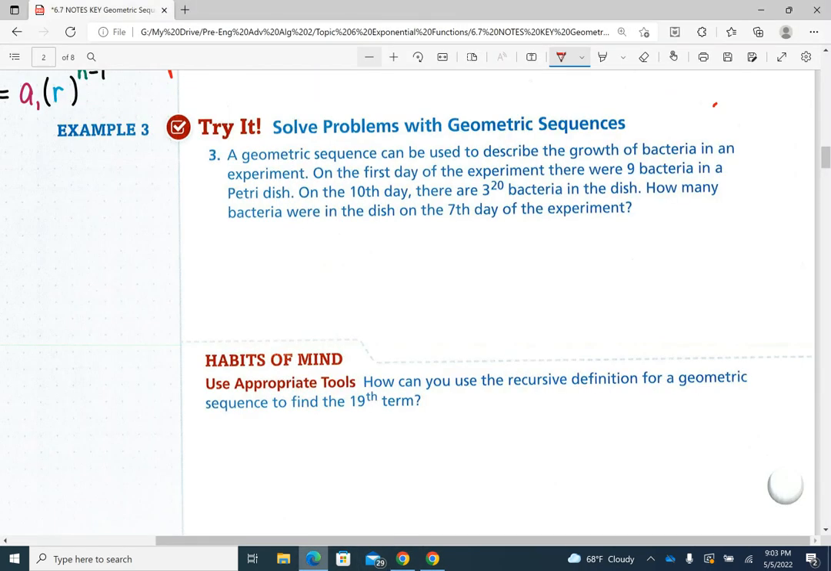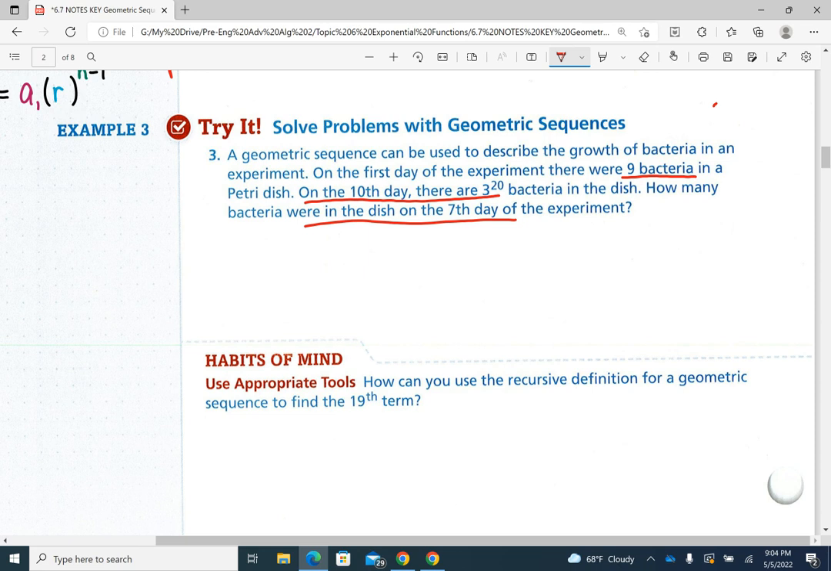Now we're going to use our geometric sequences to solve problems. So in example 3, we see that a geometric sequence can be used to describe the growth of bacteria in an experiment. On the first day of the experiment, there were 9 bacteria in the Petri dish. On the 10th day, there were 3 to the 20th bacteria in the dish. How many bacteria were there on the 7th day of the experiment?